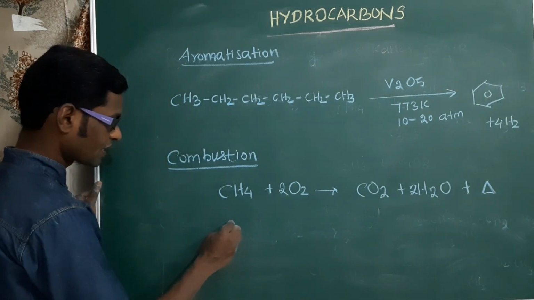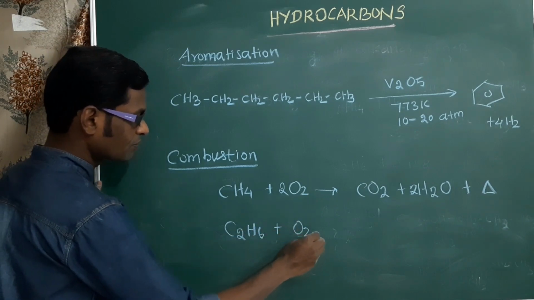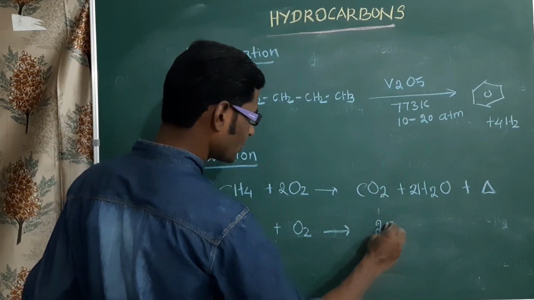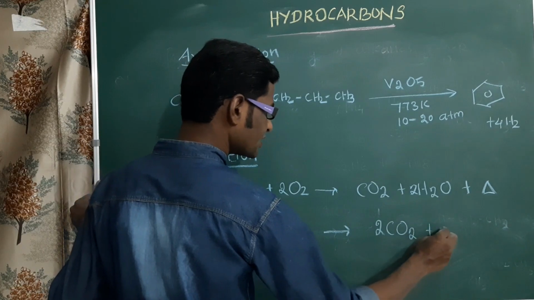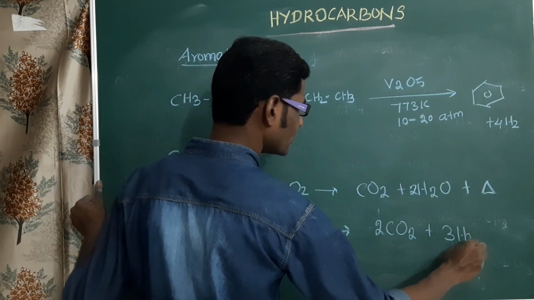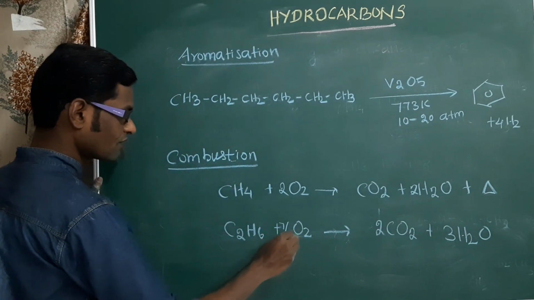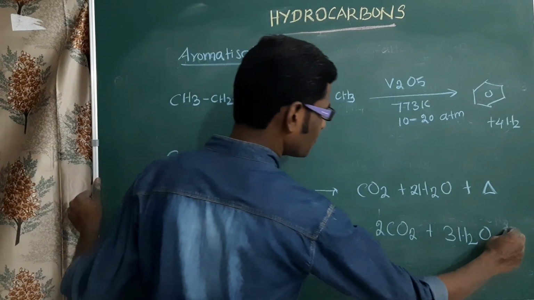Next is the combustion reaction of ethane, C2H6. Heated in the presence of air, it will be converted into carbon dioxide and water. There are 2 carbons on the reactant side, so I will write 2 carbon dioxide. There are 6 hydrogens, so I will write 3H2O. Total number of oxygen is 4 plus 3, 7, so 7 by 2 O2 plus heat.